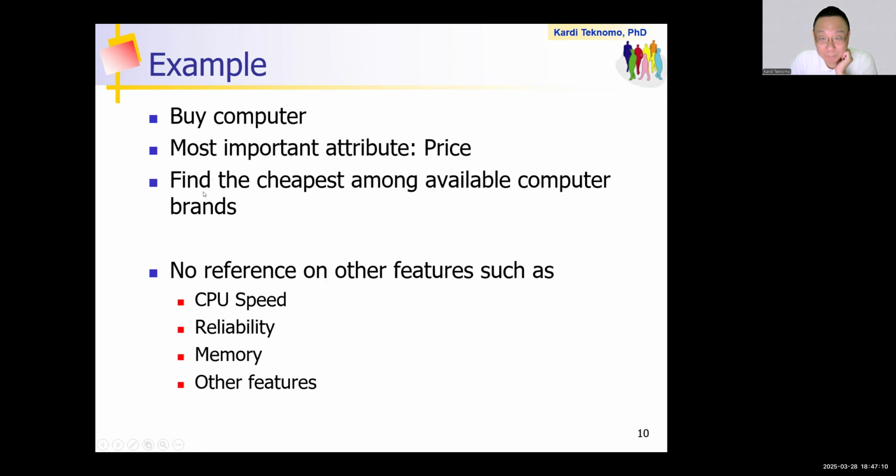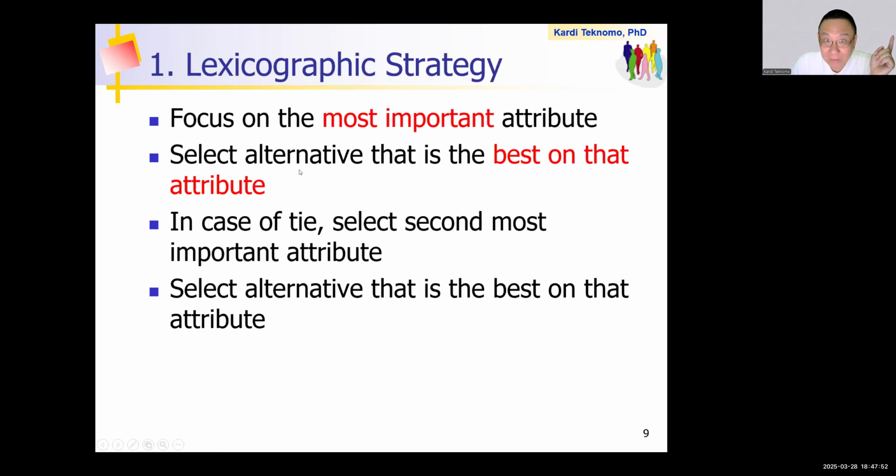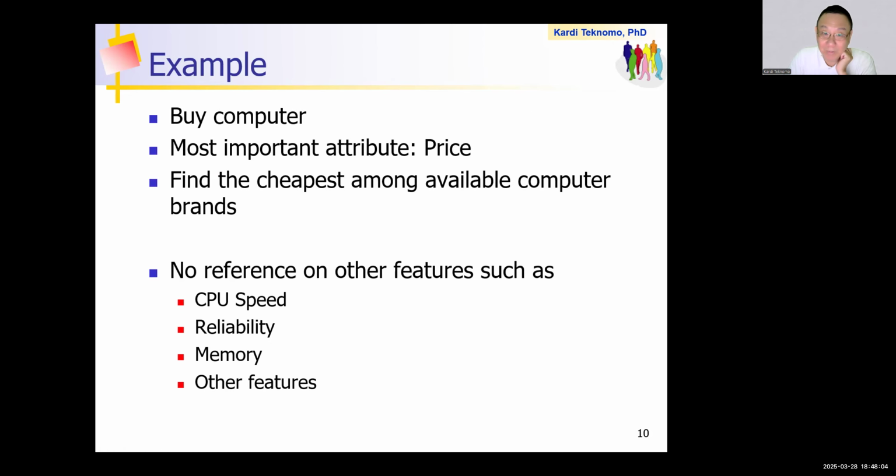Say you want to buy a computer. The most important attribute, say, is price. Then what you will do is just find the cheapest among the available computer brands. In this case, only one attribute is fixed, even though you probably have other attributes, for example CPU speed, reliability, memory, and other features. So you completely ignore other features. Say if the prices are the same, then you start to consider other features, for example memory and speed. Is it clear or not? Lexicographic strategy: focus only on the most important attribute, and then you select based on that attribute alone. So it's one criterion.